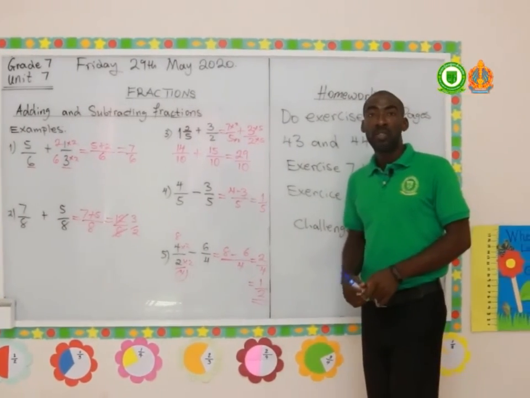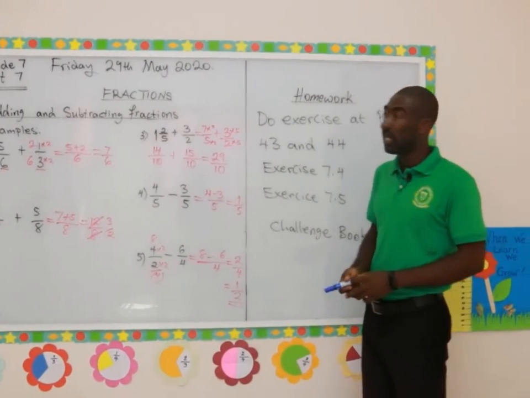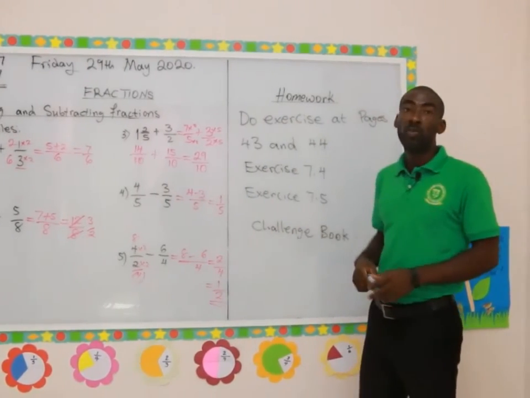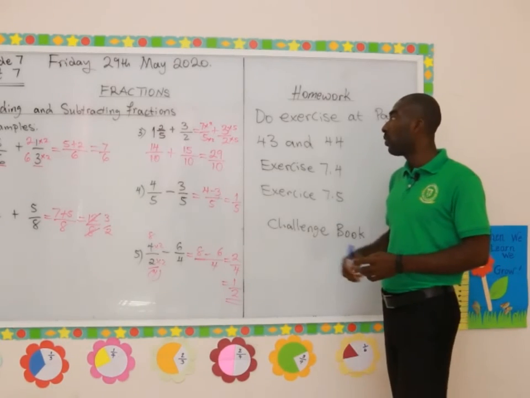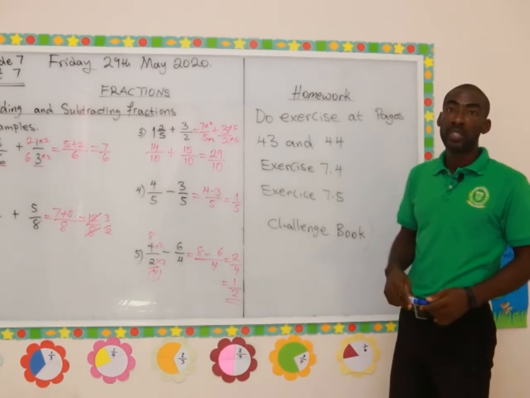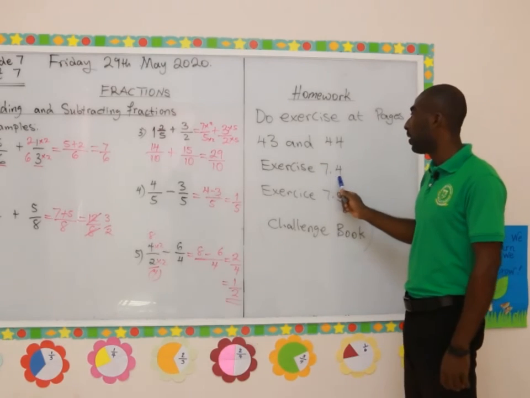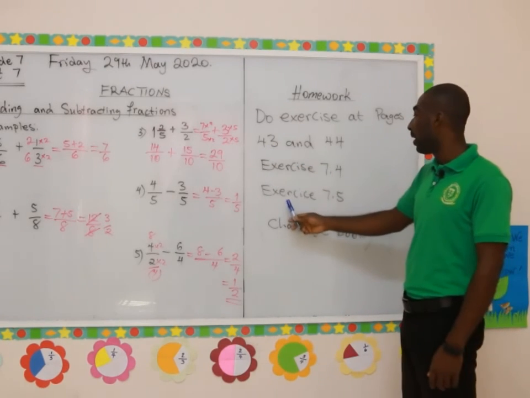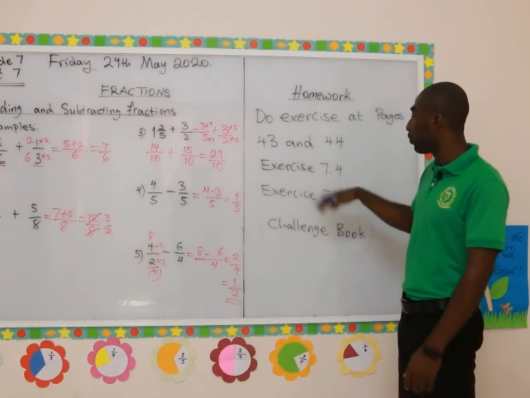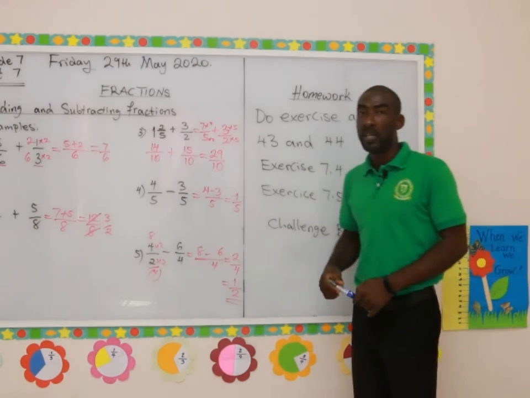We will complete our lesson today by having our homework activity. We are doing exercises at pages 43 and 44. There are actually 2 exercises there. We have exercise 7.4 on page 43, and then exercise 7.5 on page 44. You are supposed to answer all questions there. This exercise is in the challenge book section of our textbook.